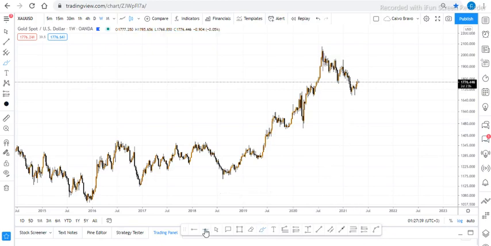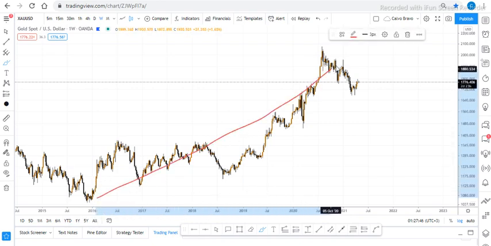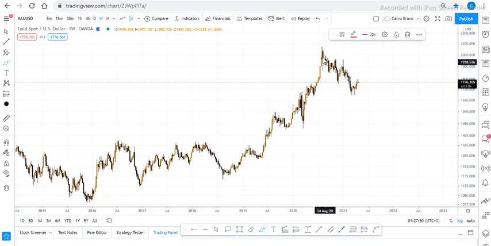As you can see, since 2016, price has been moving in the uptrend. So gold has been in the uptrend since 2016, and right now price is moving in the corrective phase. It's in the corrective phase because price is always in two phases, either the impulsive phase or the corrective phase. Right now price is in the corrective phase.